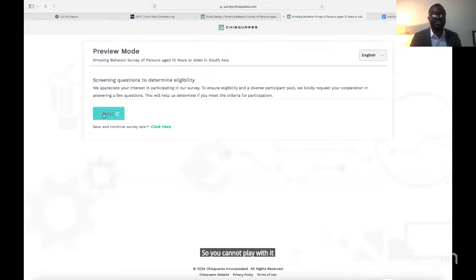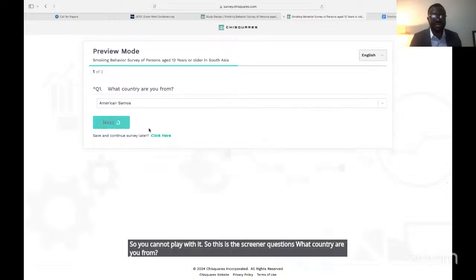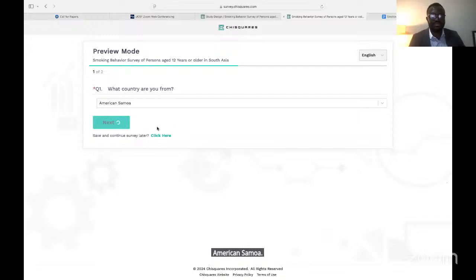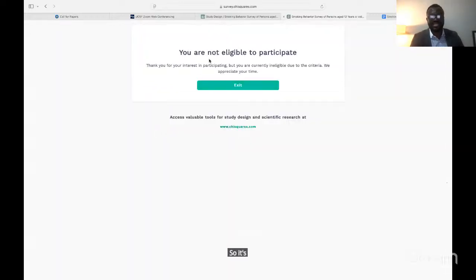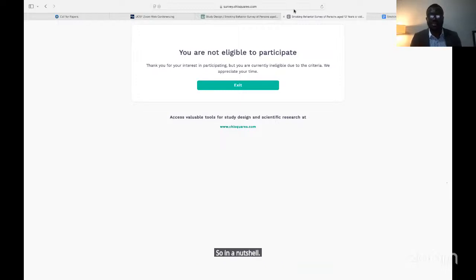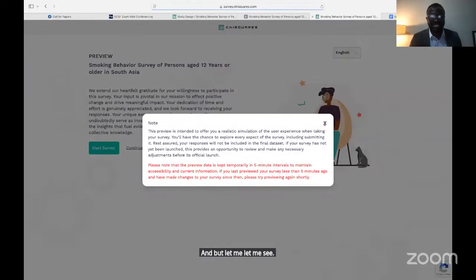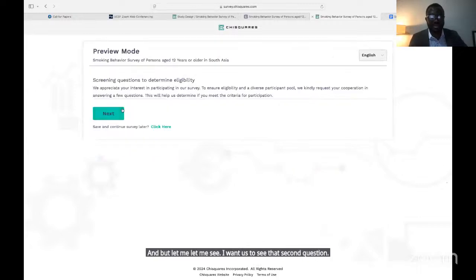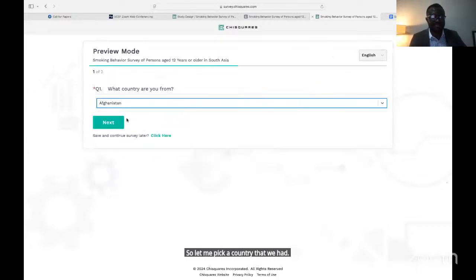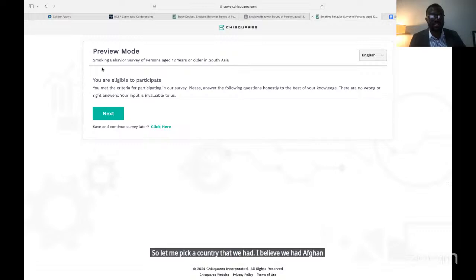So this is the screener questions. What country are you from? American Samoa. So it's evaluating the logic. In this case, it says you are not eligible to participate because that country is not one of the ones we selected, right? So in a nutshell, that's how you can set up a survey. But let me see. I want us to see that second question. So let me pick a country that we had. I believe we had Afghanistan. So now I'm eligible to participate because Afghanistan was one of the countries we had.